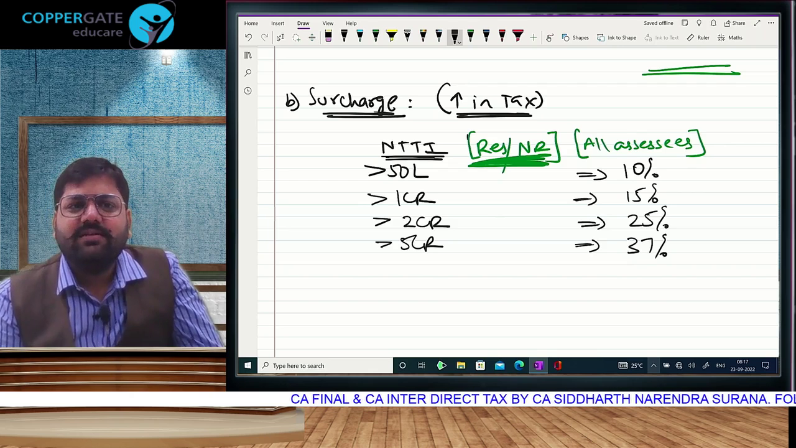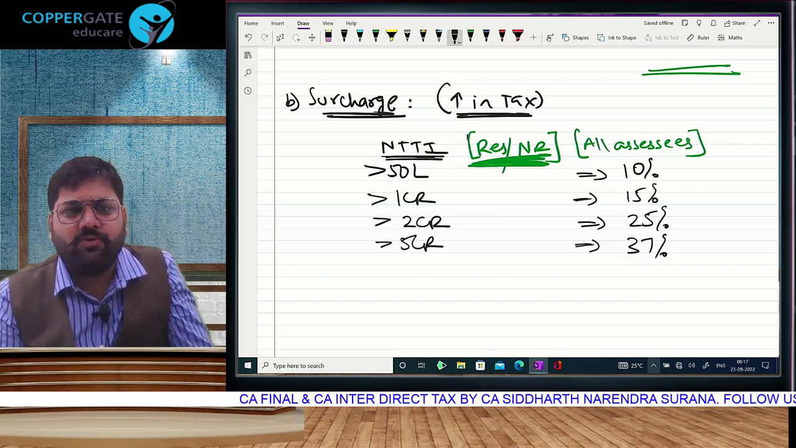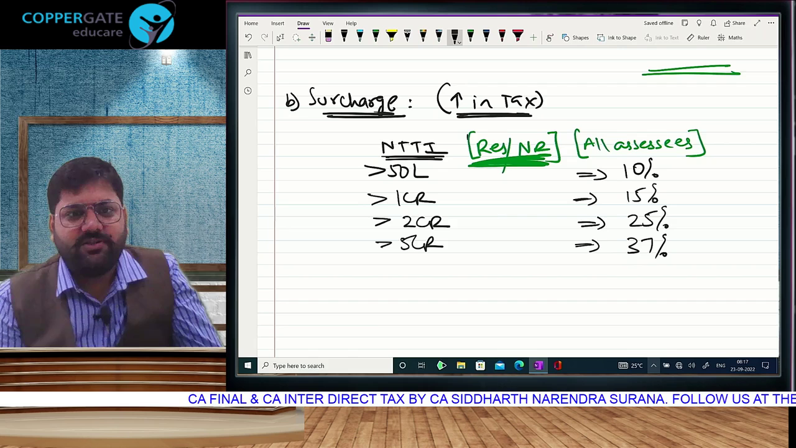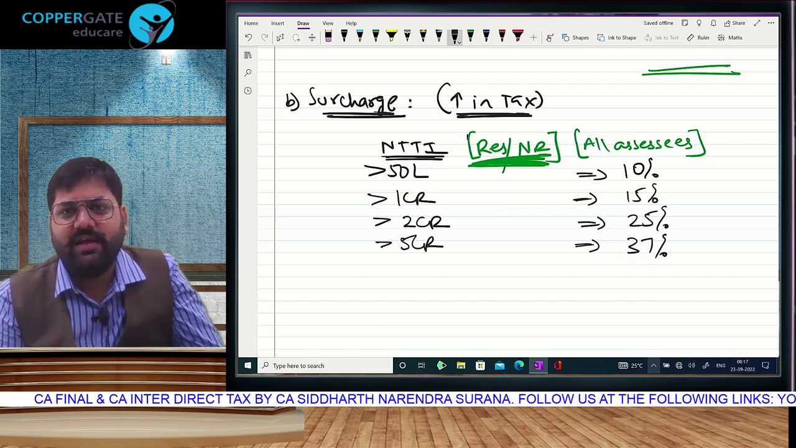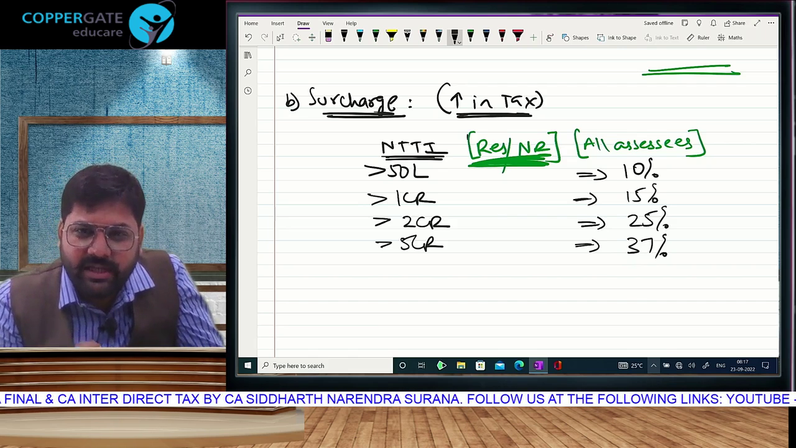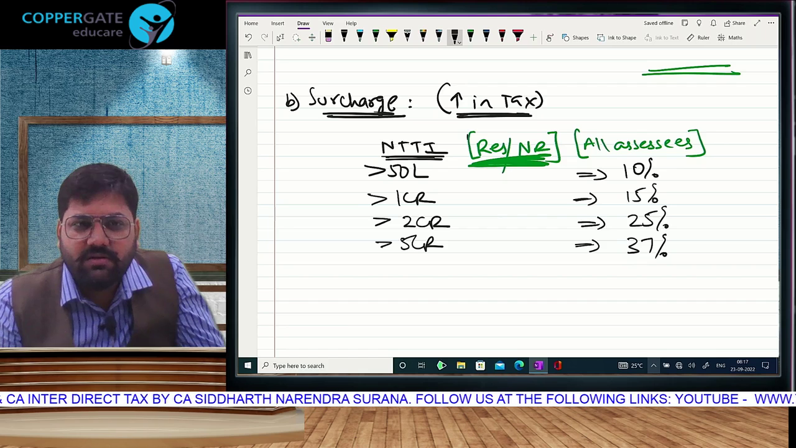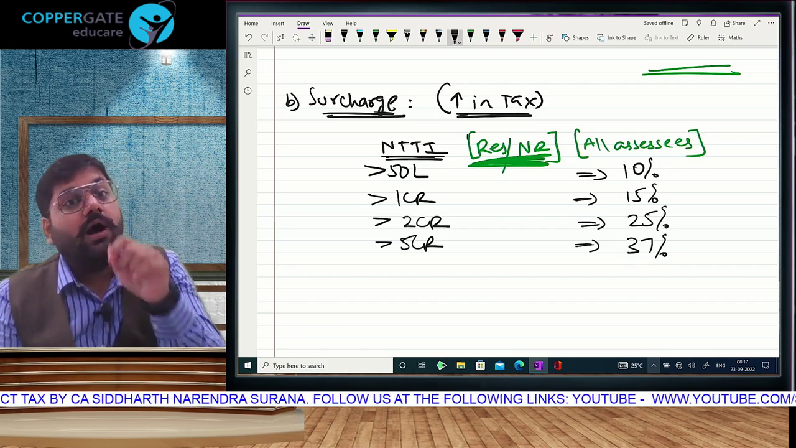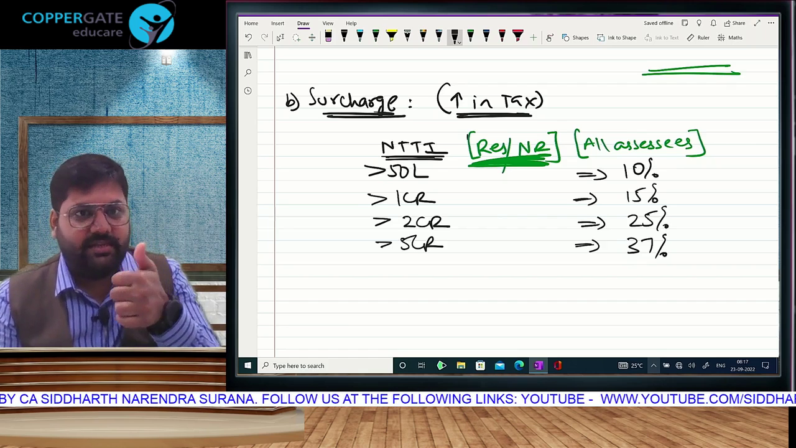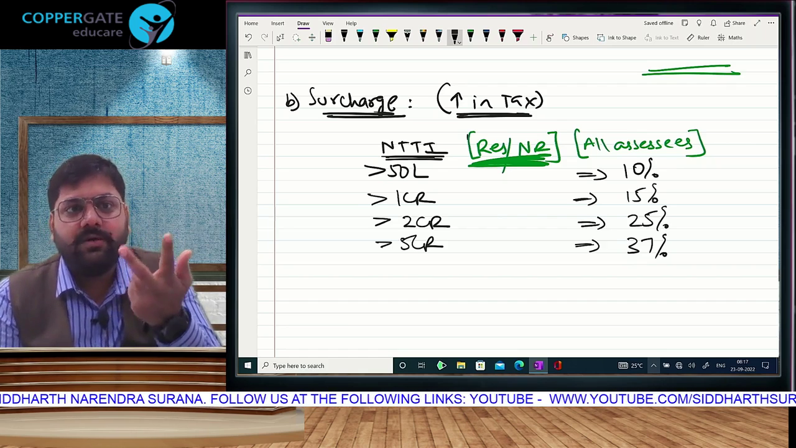Why, sir? Sir, for rebate your income has to be up to 5 lakhs. And for surcharge your income has to be more than 50 lakhs. There is no income amount which is less than 5 lakhs but more than 50 lakhs. Buddhi hai, akkal hai, little brains you have. So, after we calculate basic tax, either we do rebate or we do none of them or we do surcharge.